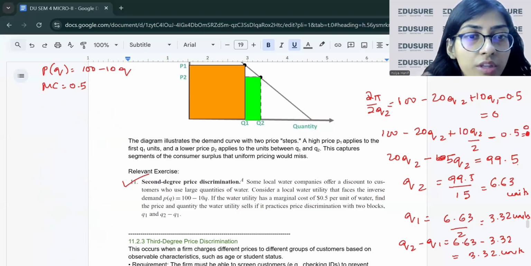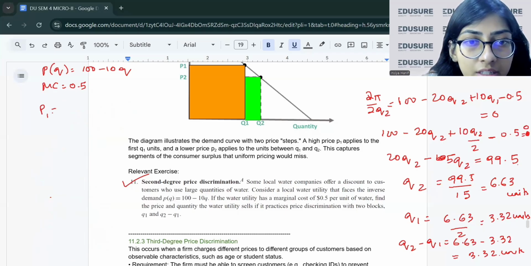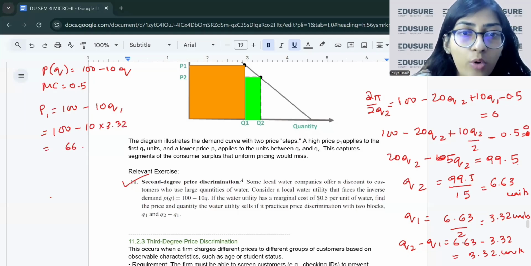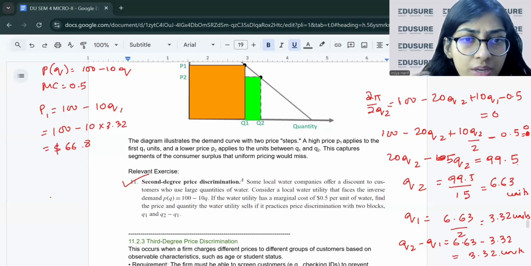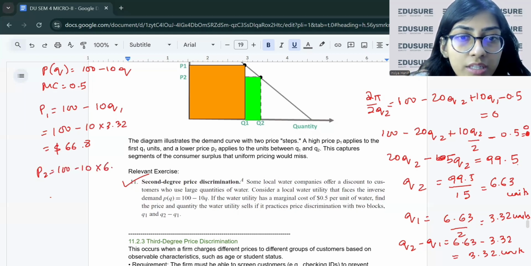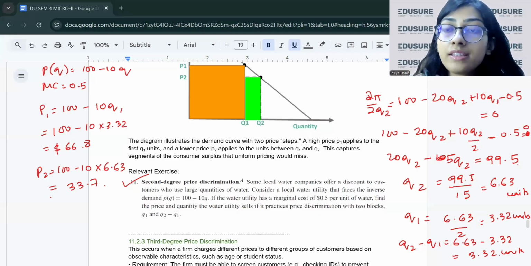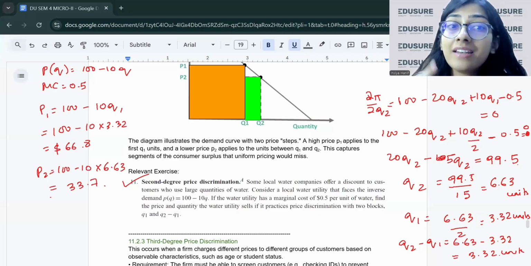Okay, तो यहाँ से हमें क्या मिलेगा? P1 is equal to 100 minus 10 Q1. So Q1 was what? 100 minus 10 into 3.32. So this becomes 66.8 dollars. And in the second block, P2 would be 100 minus 10 into 6.63, which is equal to 33.7. Okay, so now from here you can see that in the first block, जो P1 charge होगा, that is higher compared to the second block का price. Okay, in fact that is almost half.